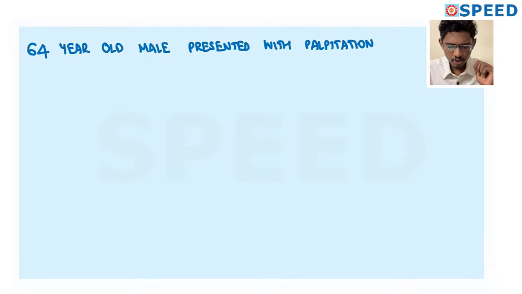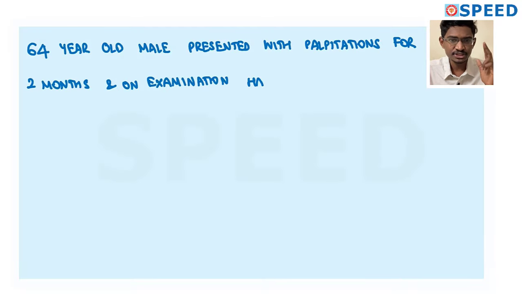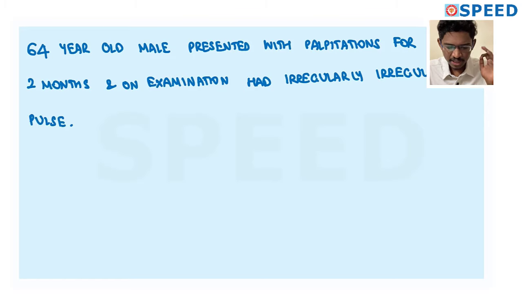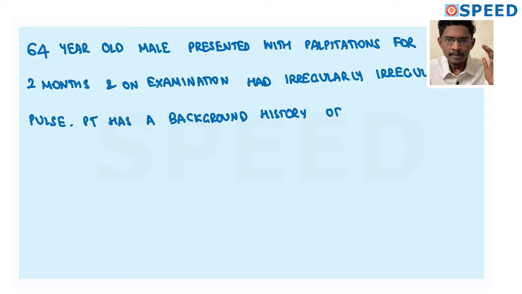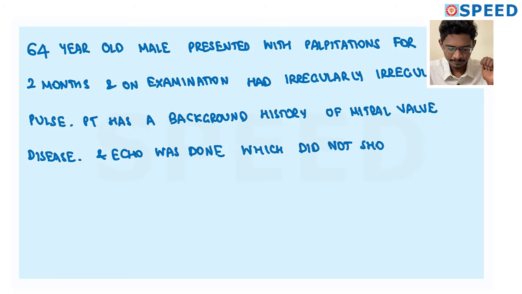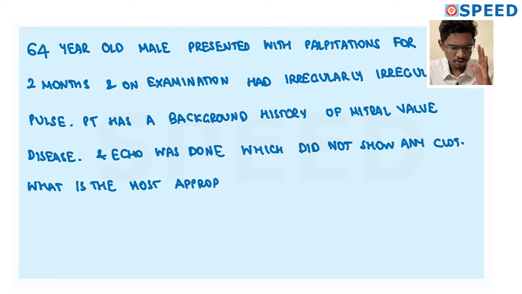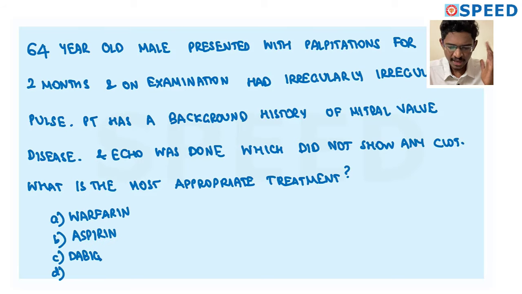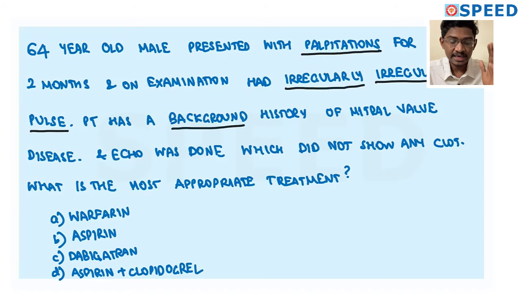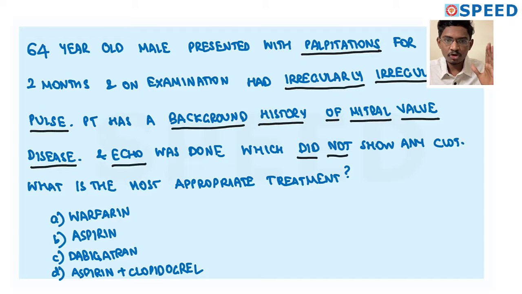A 64-year-old male presented with palpitations for 2 months. On examination, irregular pulse. Patient has a history of mitral valvular disease. An echo was done which did not show any clot. Most appropriate treatment for him: A. Warfarin, B. Aspirin, C. Dabigatran, D. Aspirin plus clopidogrel. So many will be thinking of dabigatran. Let's see how to approach this question.